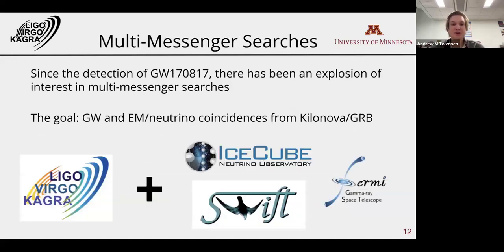So, okay, multi-messenger searches, right? Obviously since GW170817, it's been an explosion of interest in all these searches. And in general, the goal is coincidences between gravitational waves and EM, whether it's GRBs or kilonova, as well as neutrinos.